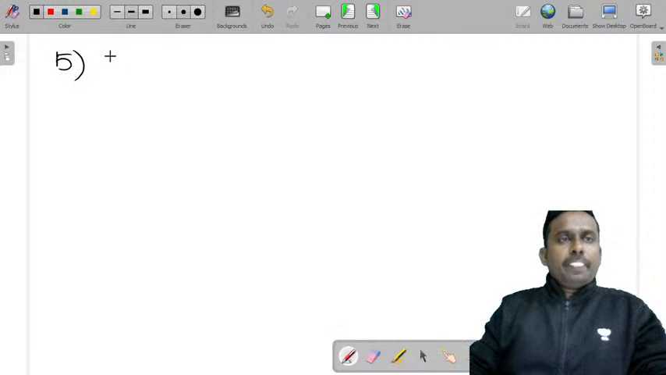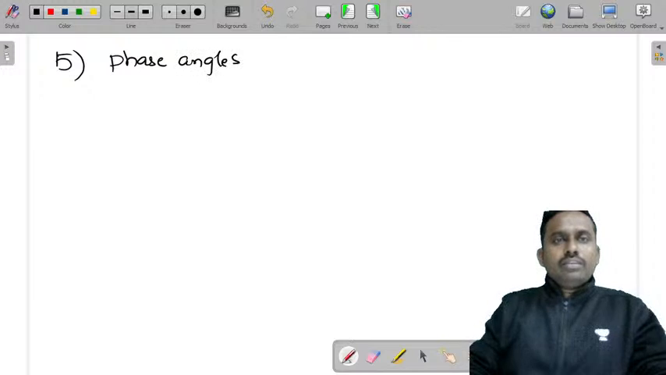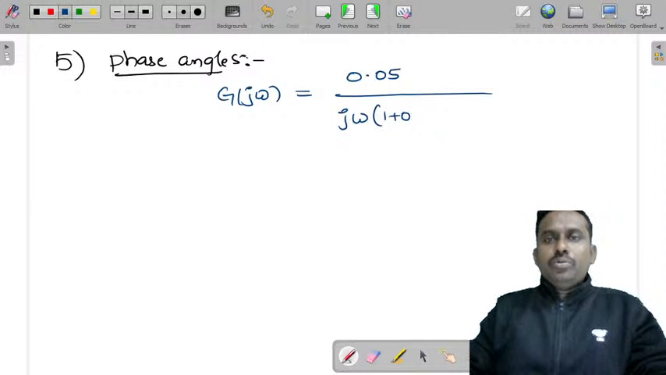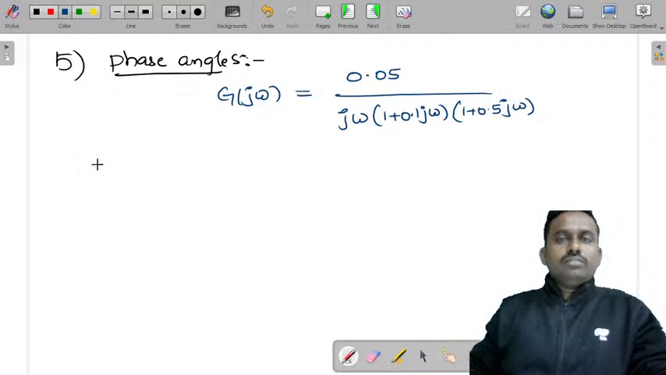Fifth step, phase angles that you need to find. So what is the phase angle? You need to write, for that, first write what is G of j omega. It is 0.05 by j omega into (1 plus 0.1 j omega) into (1 plus 0.5 j omega).